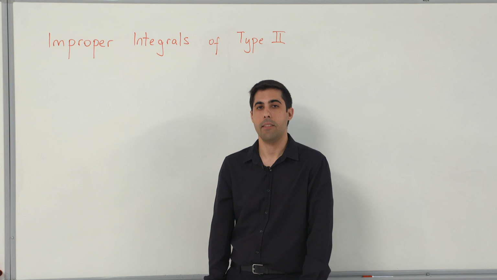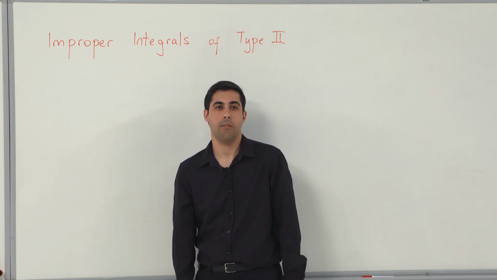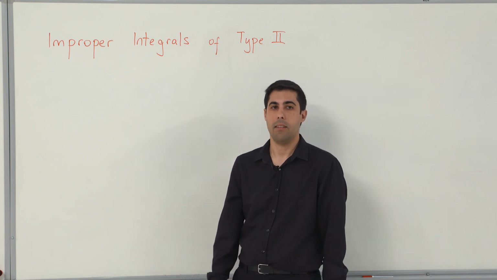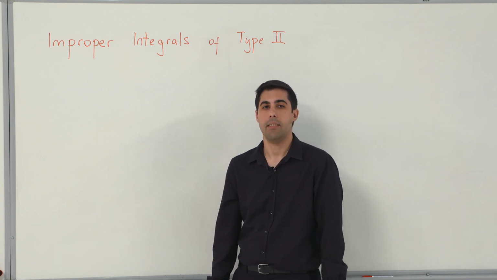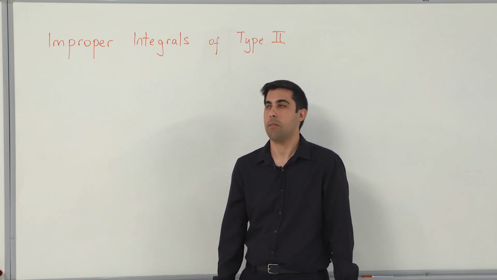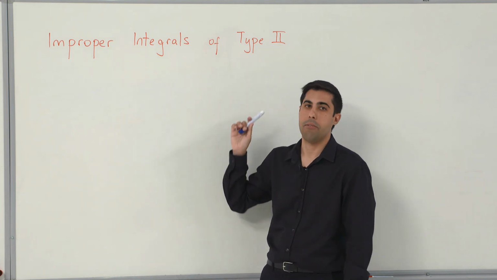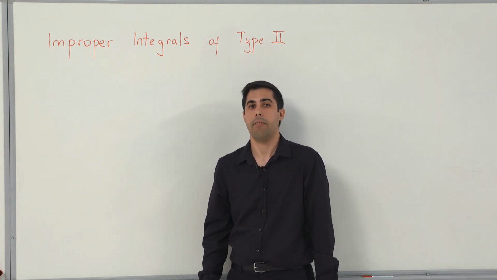When calculating definite integrals, we may encounter two different types of problems. The first one may happen if the limit of the integral has infinity or plus or minus infinity. In such a case, we call this problem an improper integral of type 1, which was the topic of another video.